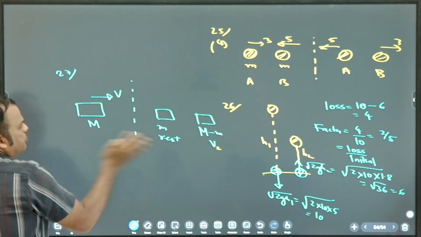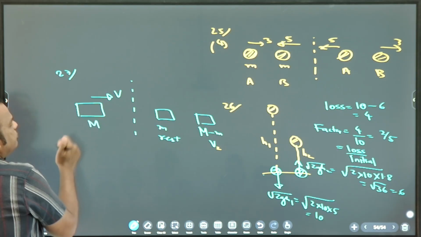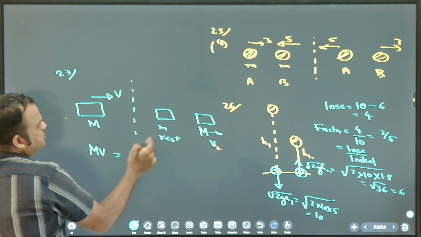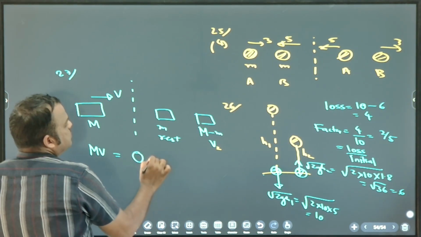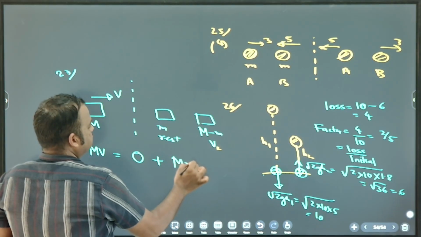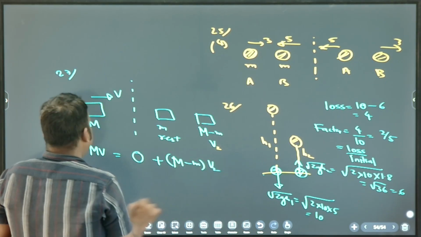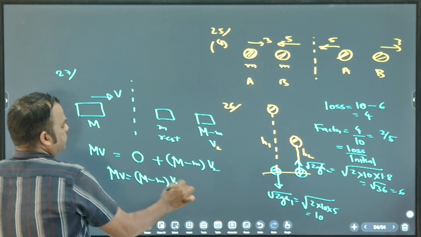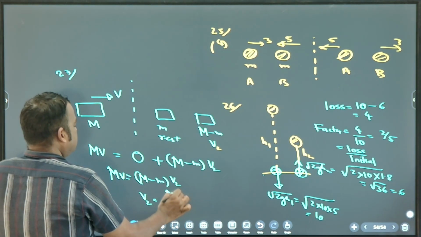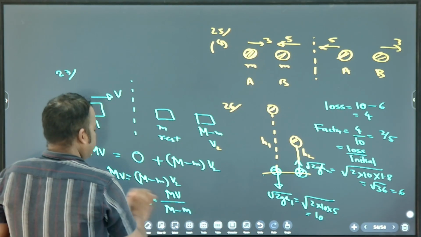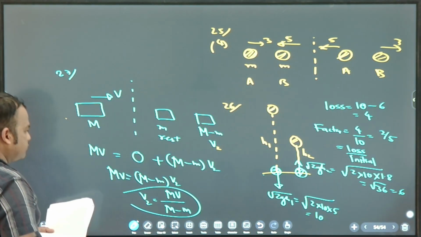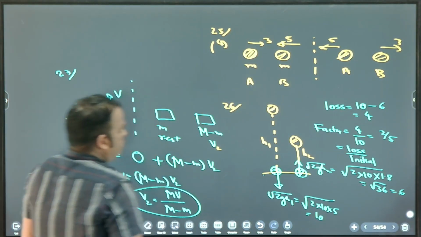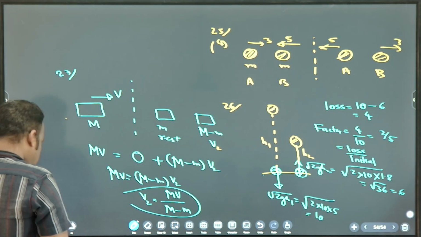So conserve momentum. What is the initial momentum? Mv. What is the final momentum of this? 0. Momentum of this is (M minus m) v2, correct? So Mv is equal to (M minus m) into v2, understood? So v2 is Mv by (M minus m). Note down. 28.